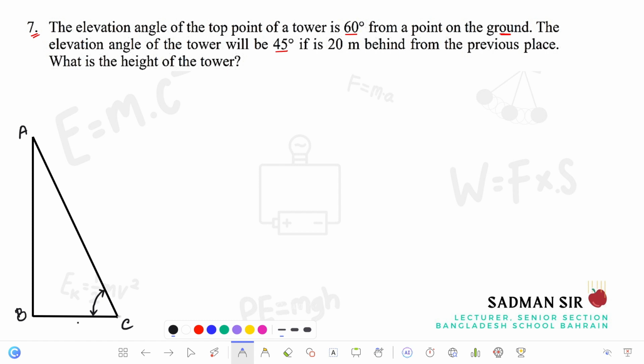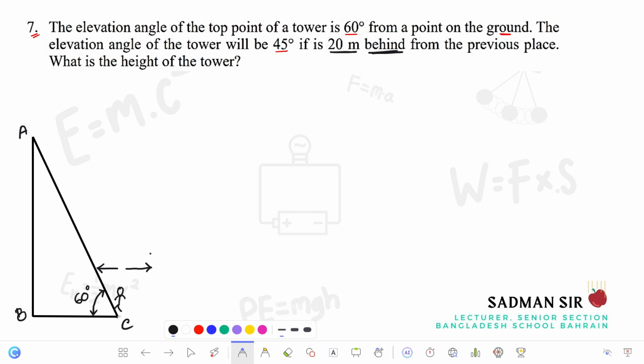Now this is the ground, right? And they said that a point on the ground forms a 60 degree angle, so this angle on the ground is 60 degree. Now they said that if we move 20 meter behind, for example, previously we were standing at this position. If they ask you to move towards the tower, you will move in the direction where the tower is. But if they tell you to move 20 meter behind, you will move away from the tower.